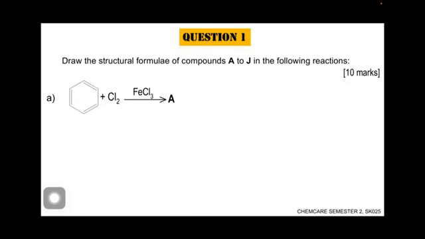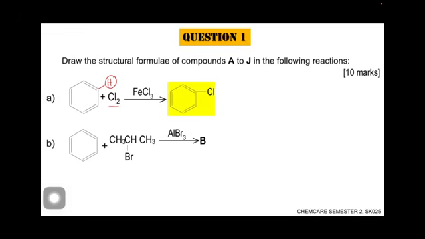Benzene reacts with Cl2 in the presence of FeCl3, and the name of the reaction is halogenation. The type of reaction for benzene here is electrophilic aromatic substitution. At benzene we have hydrogen, so one of the hydrogens at the benzene will be substituted with chlorine. Therefore, you will produce chlorobenzene for structure A.